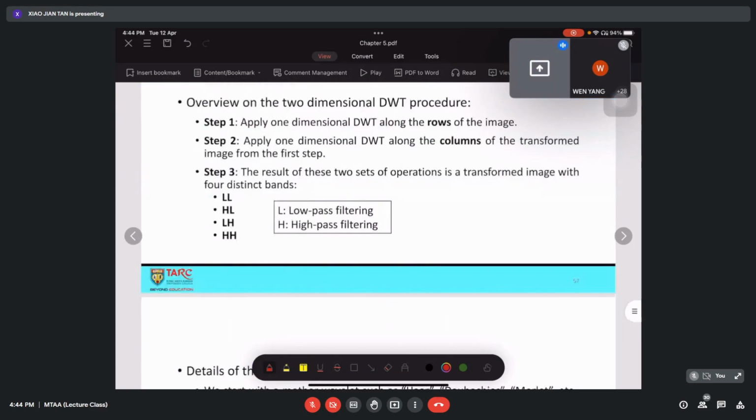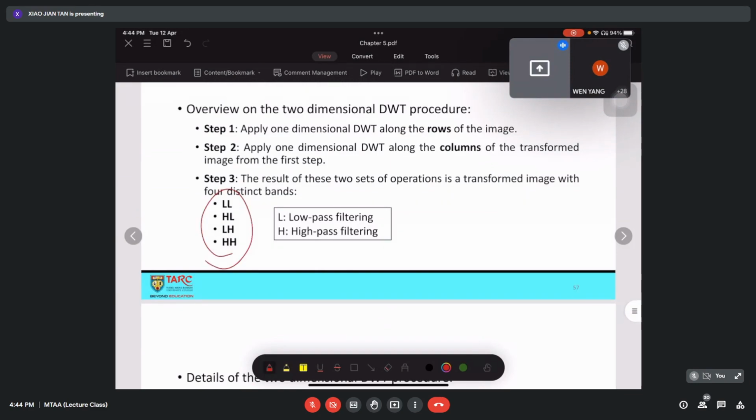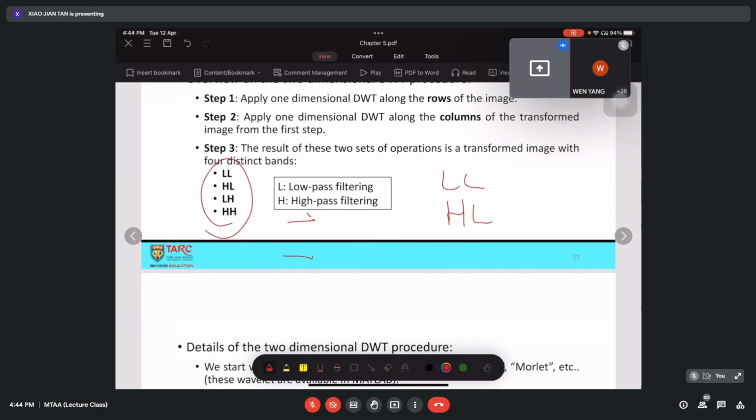So basically, you have different filter banks, where L is low pass and H is high pass. So LL means you have two low passes, HL means you have one high followed by low, and the sequence is from left to right.